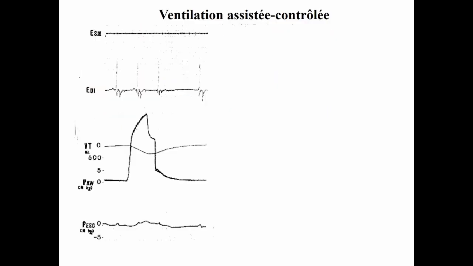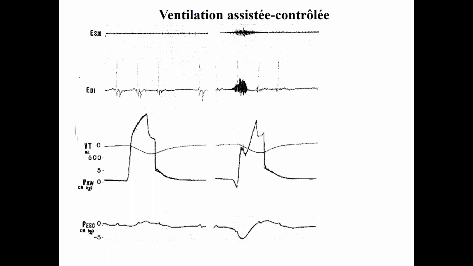This is an illustration of assist control ventilation. This is one breath which is passive, and the next slide shows the same breath delivered by the ventilator when the patient is actively breathing. And the next slide superimposes the two breaths. So it shows that the effort generated by the patient, which is indicated by the bottom recording, the esophageal pressure, is directly transmitted to the airway in case of volume control.